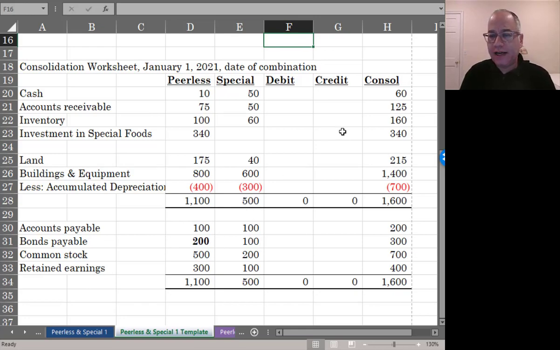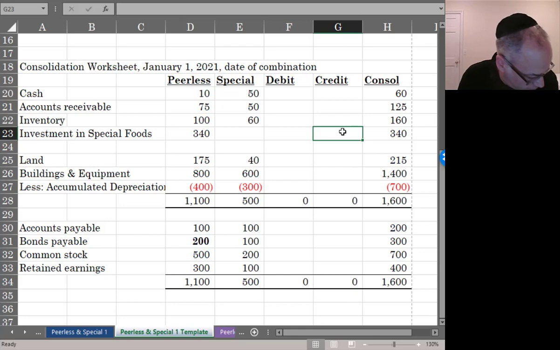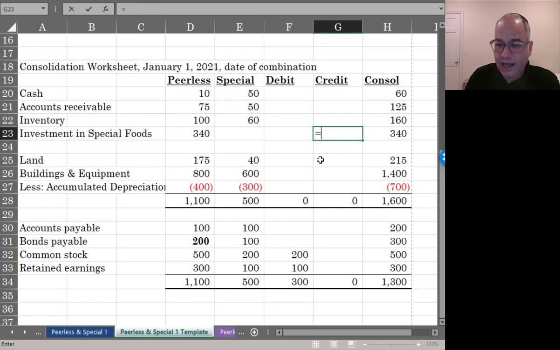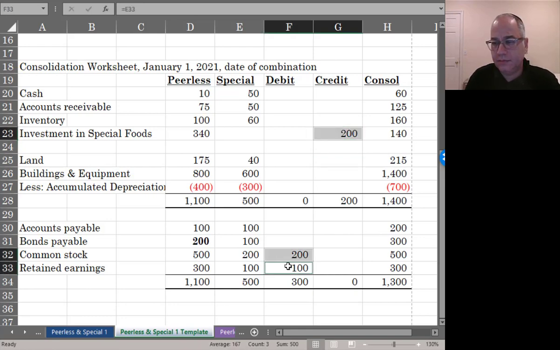I'm going to credit the investment account. Well, let's do it in 2 pieces. In this chapter, we do it in 2 pieces. I'm going to debit common stock and retained earnings of the sub for 200 and 100, and I'm going to credit the investment account for the same amount. And I'll make this some color. There you go, blue.